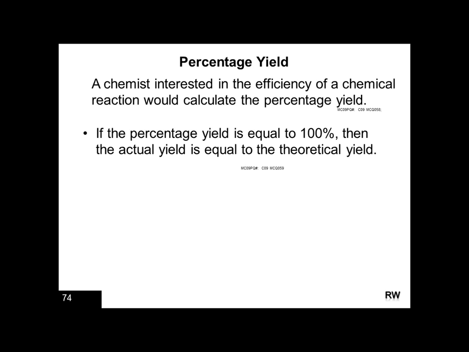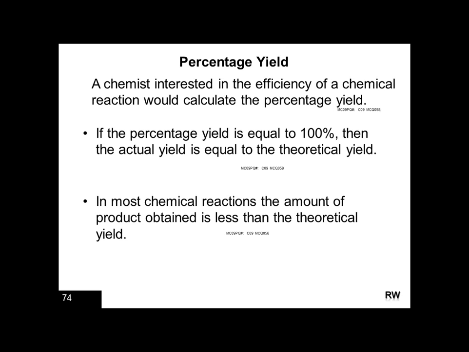And if your percentage yield is equal to 100%, which is very hard to get, then the actual yield is equal to the theoretical yield. In reality, in most chemical reactions, the actual chemical produced is less than the theoretical yield.